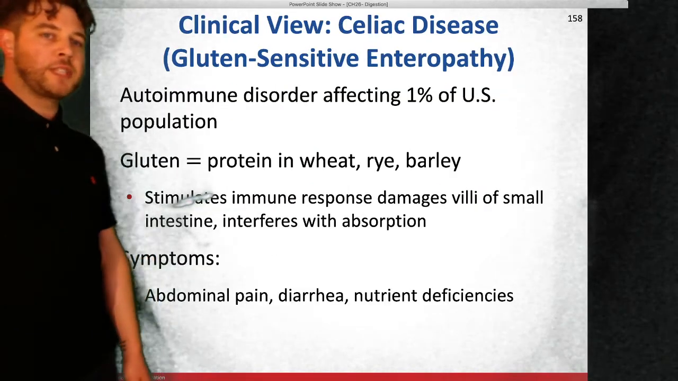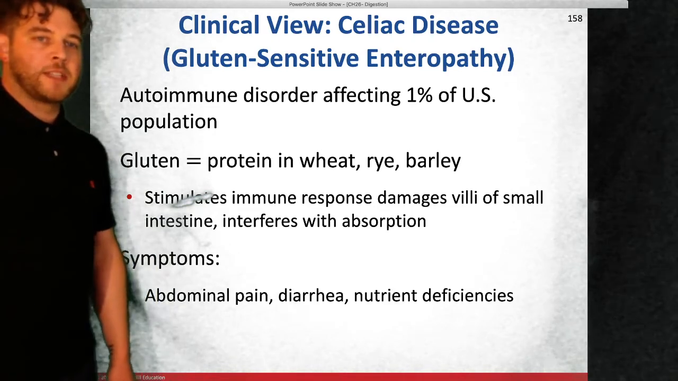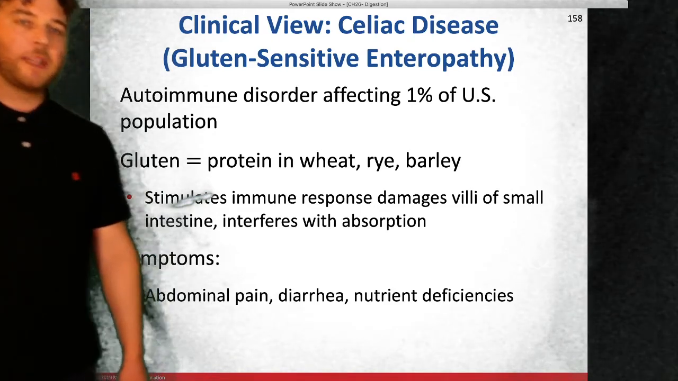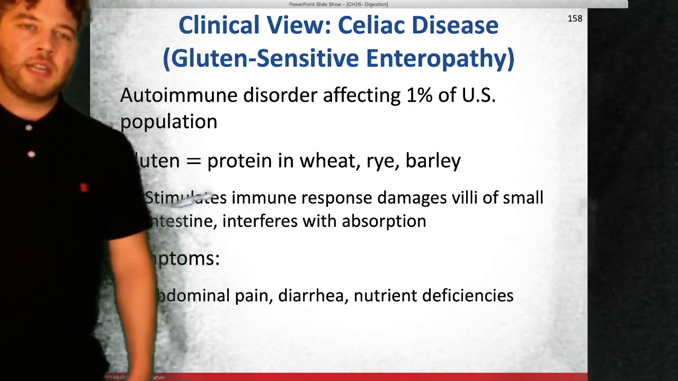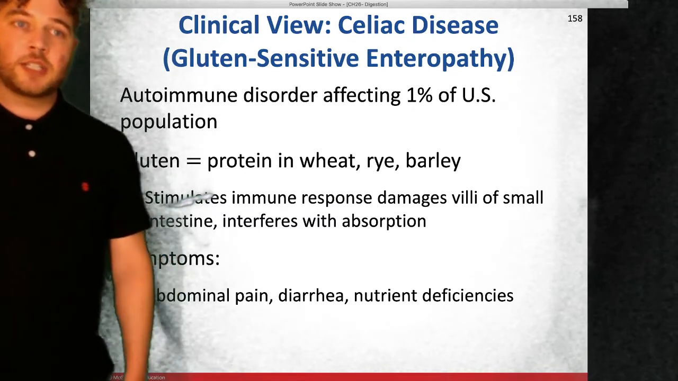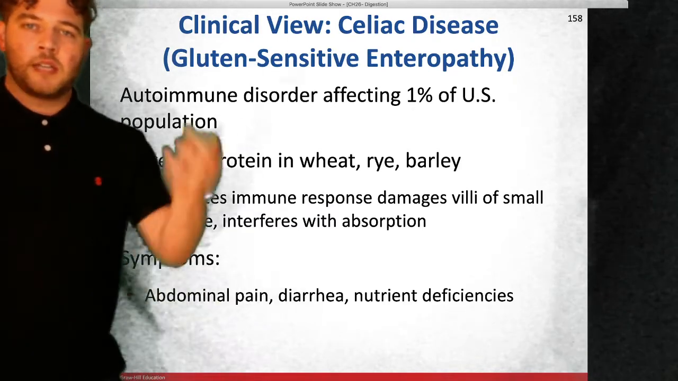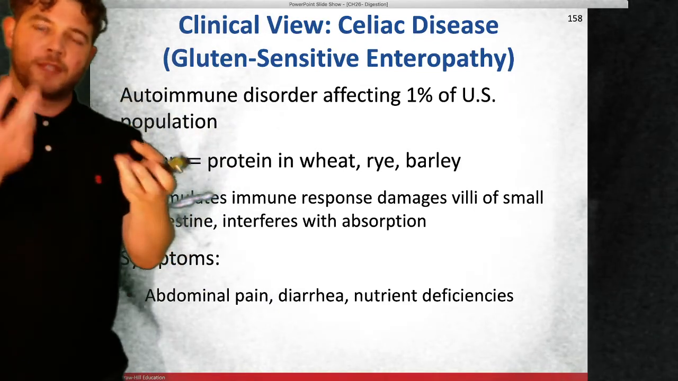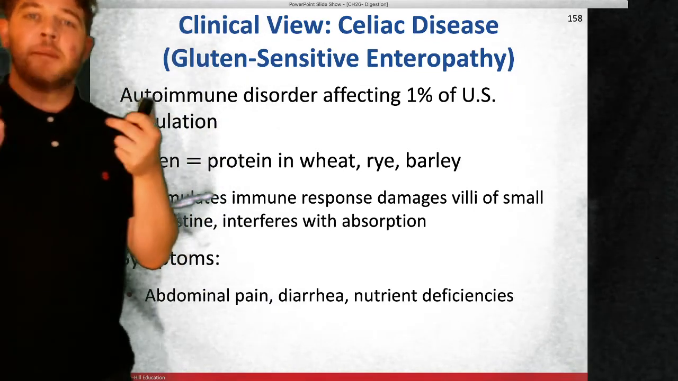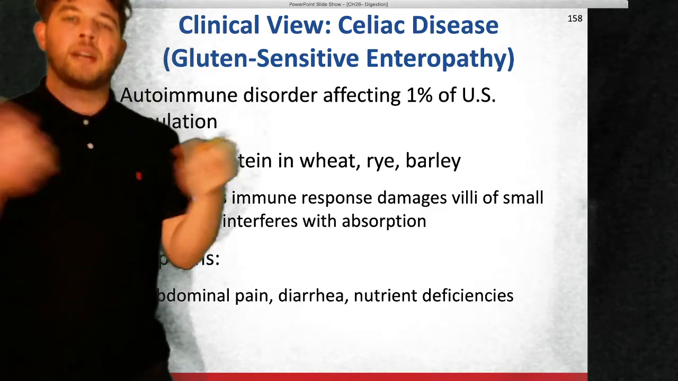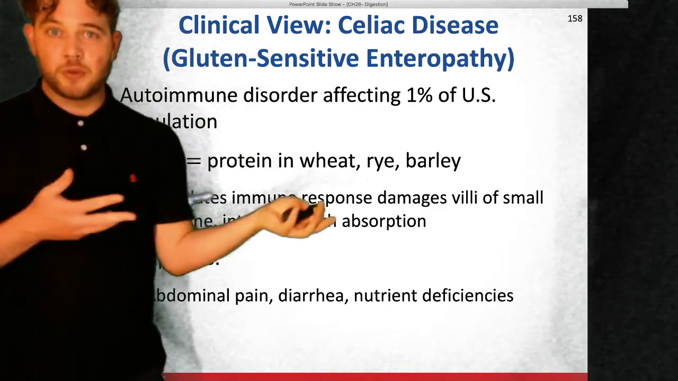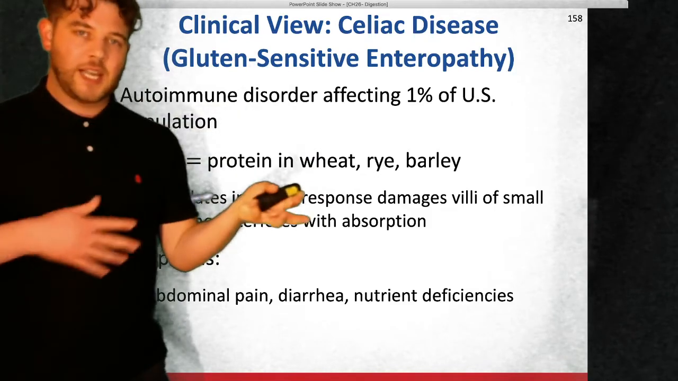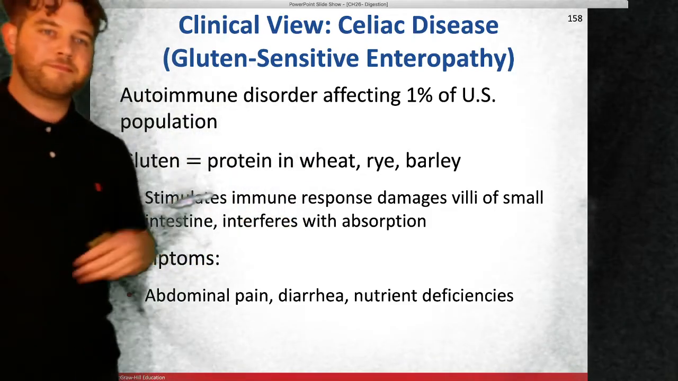Celiac disease, gluten-sensitive enteropathy, is an autoimmune disorder affecting 1% of the population. Gluten is a protein in wheat and in breads, essentially, and grains. So if you think about cake, cake doesn't have a lot of gluten because it's soft and crumbly. You don't want cake to be chewy. But bread you want to be very chewy. Bread has a lot of gluten because it's stretchy. They both have gluten. Bread has more, cake has less. They're kind of on a spectrum.